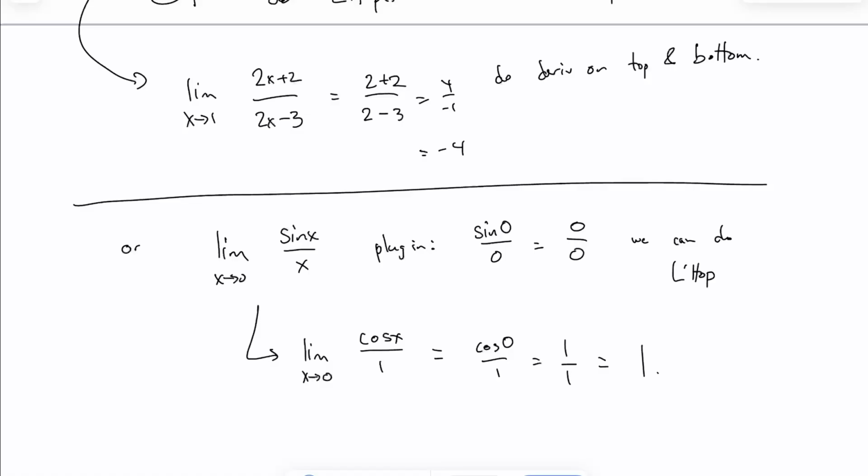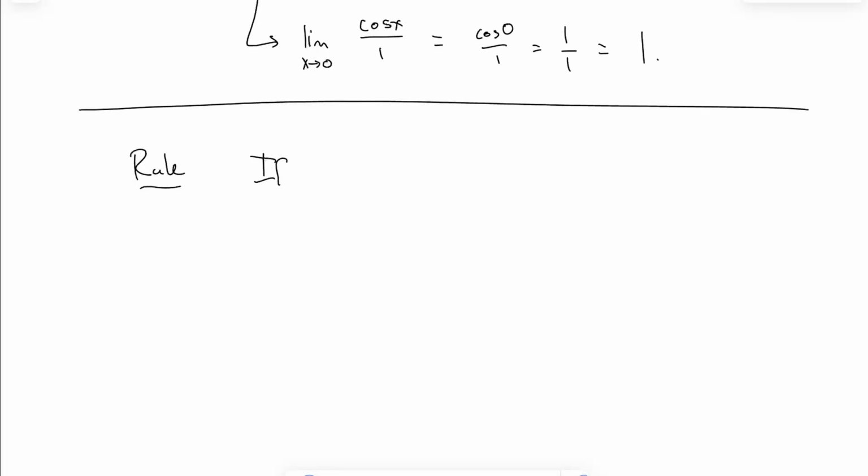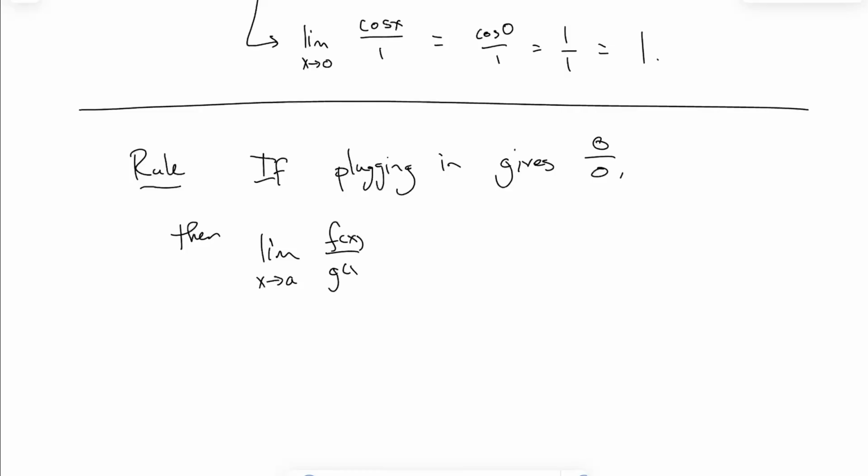It's pretty weird. Like why? I don't know if anybody ever wondered, but I'll just write down the rule. So the rule is, if plugging in gives 0 over 0, then I'll write it this way. Limit as x goes to a. I'm trying to write it in a generic way here. It's always about a fraction in which, if you try to plug the number in, you get 0 over 0. And what the L'Hopital rule says is that this limit is the same as this limit.